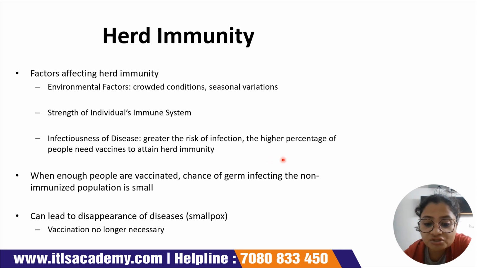The greater the risk of infection, the higher the percentage of people who will need vaccines to attain herd immunity. When enough people are vaccinated, the chance of a germ infecting the non-immunized population is small, exactly the concept of herd immunity. It can also lead to disappearance of a disease, which actually occurred in the case of smallpox. Smallpox is a disease which has been eradicated from the world. No human contracts smallpox nowadays. So obviously, if a disease is eradicated, no vaccination is needed for that disease.